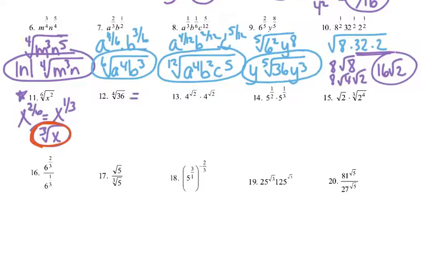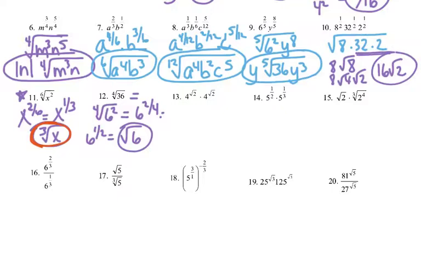Now here it feels like I can't really do anything until I think of 36 as 6 squared. Then it's the same problem as number 11. Just got a 6 instead of an x, basically. So the 4th root of 36 is the same thing as the square root of 6.